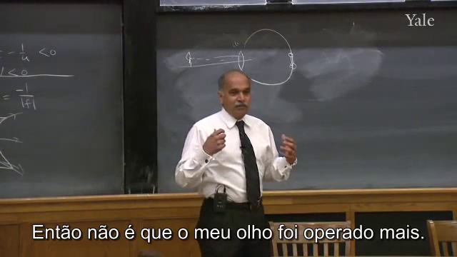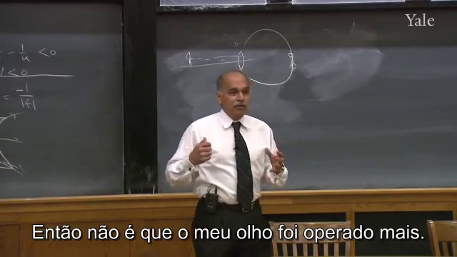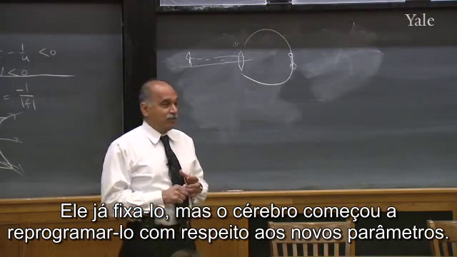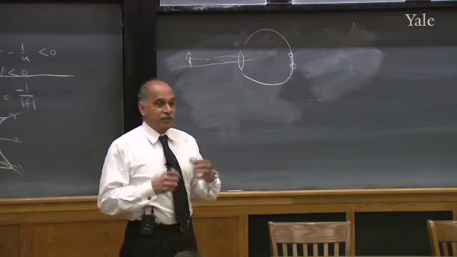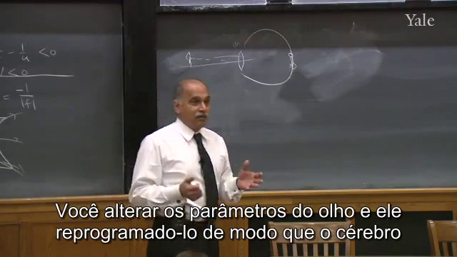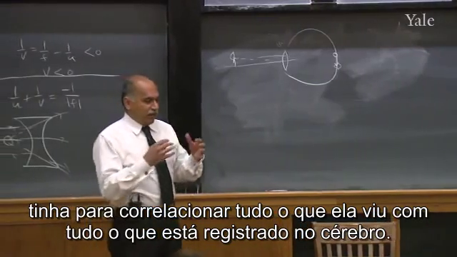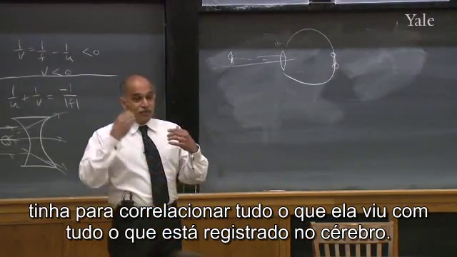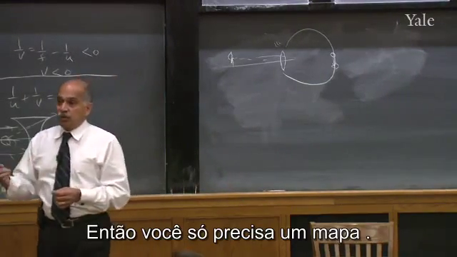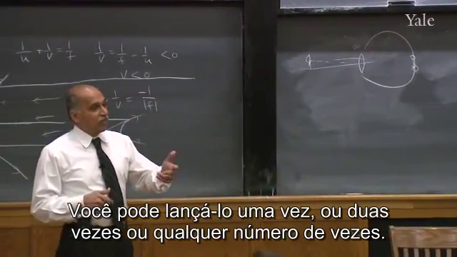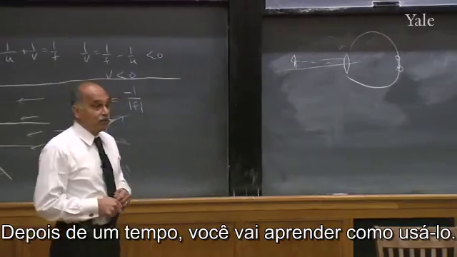So it's not that my eye was operated anymore. He already fixed it, but the brain began to reprogram it with respect to the new parameters. He changed the parameters of the eye, and he reprogrammed it, so the brain had to correlate everything that it saw with everything that's registered in the brain. So you just need a one-to-one map. You can flip it any way you like. You can flip it once or twice and any number of times. After a while, you will learn how to use it.